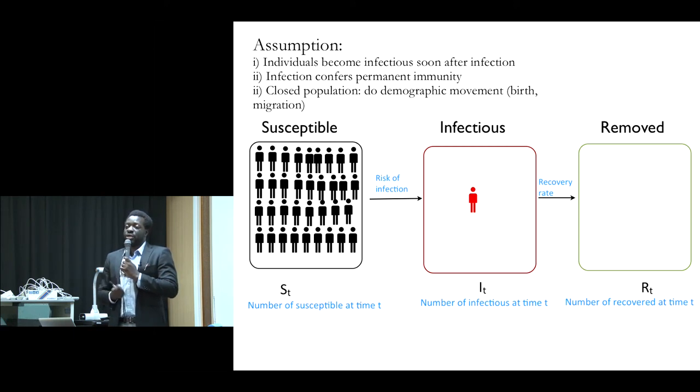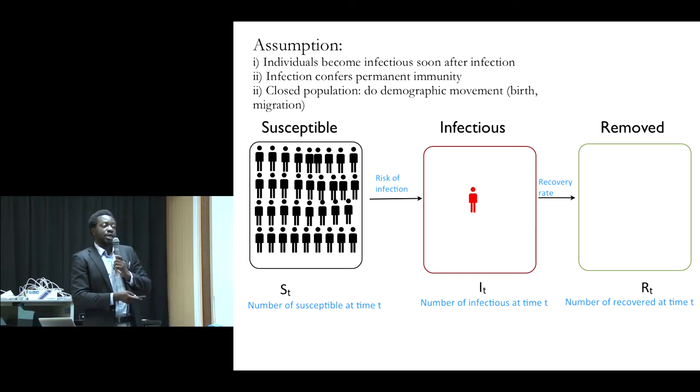For our case here, we can talk in terms of weeks, or we can make it even simpler in terms of days. But S(t) is the proportion of susceptible at time t. I(t) is the number or proportion of infectious at time t, and the same for removed, R(t), the proportion who are immune at time t. So what may happen?